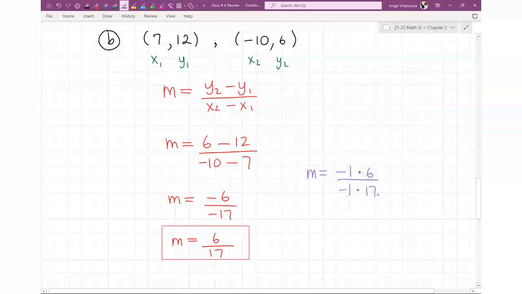Is that the same thing as -6 over -17? What I wrote in purple? Like, are these the same thing?